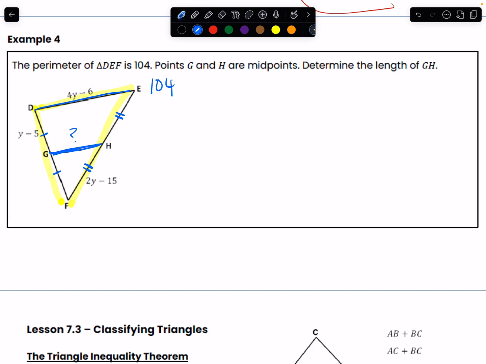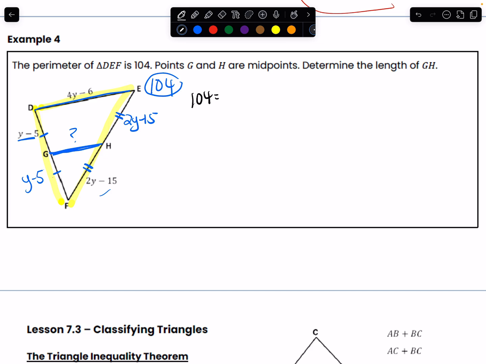To figure out my Y value, I can use this piece of information right here, which is that the perimeter is 104. Now, if this is Y minus 5 here, then this part right here will also be Y minus 5. If this is 2Y minus 15, HE will also be 2Y minus 15 according to the idea of a mid-segment. Using the given information that the perimeter is 104, I can set up an equation, where 104 equals all my sides added up.